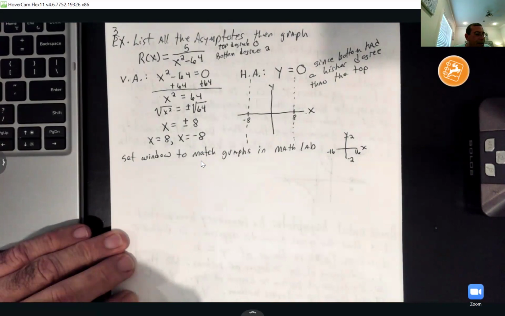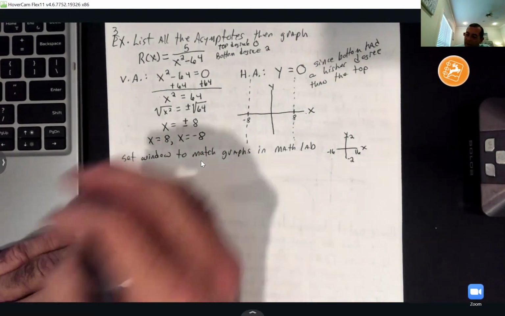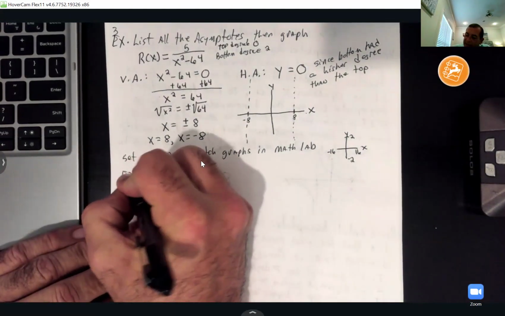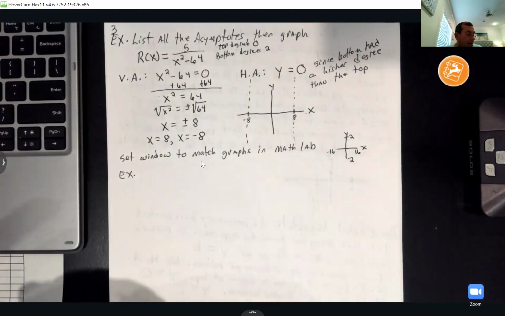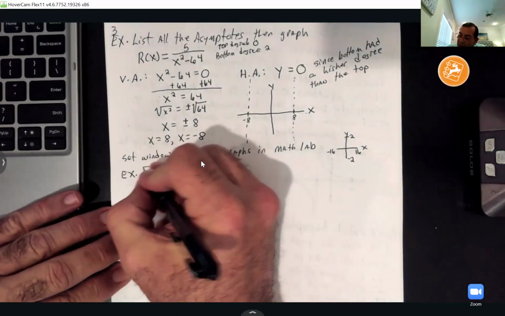Alrighty, so let me go to the next examples. Now, these examples I'm about to do only want me to find the vertical asymptotes.